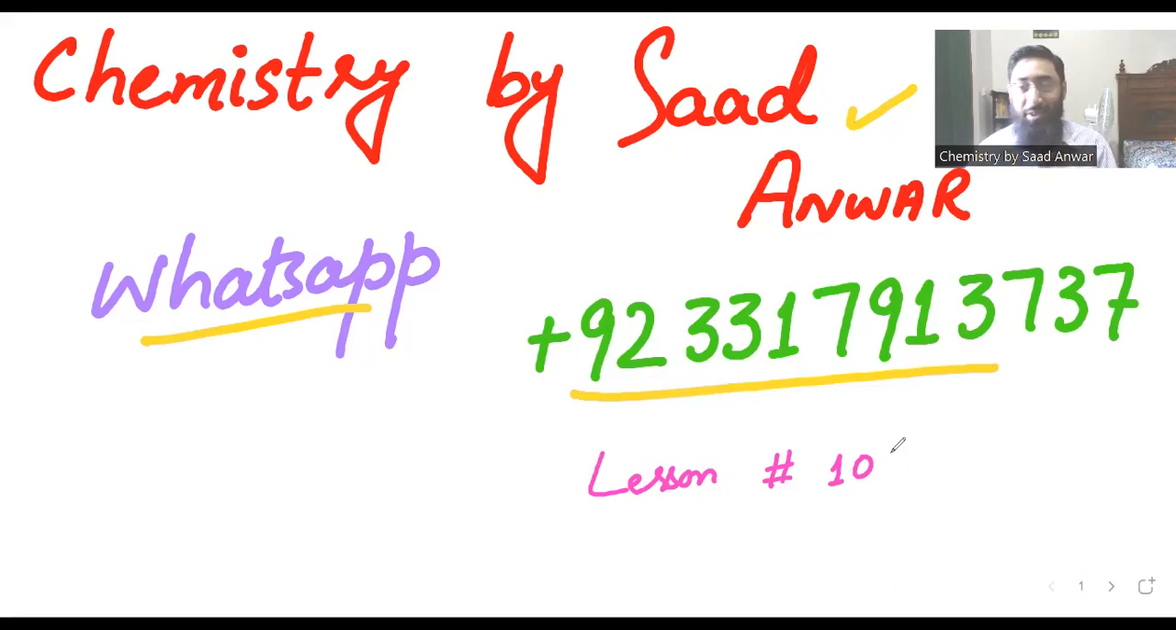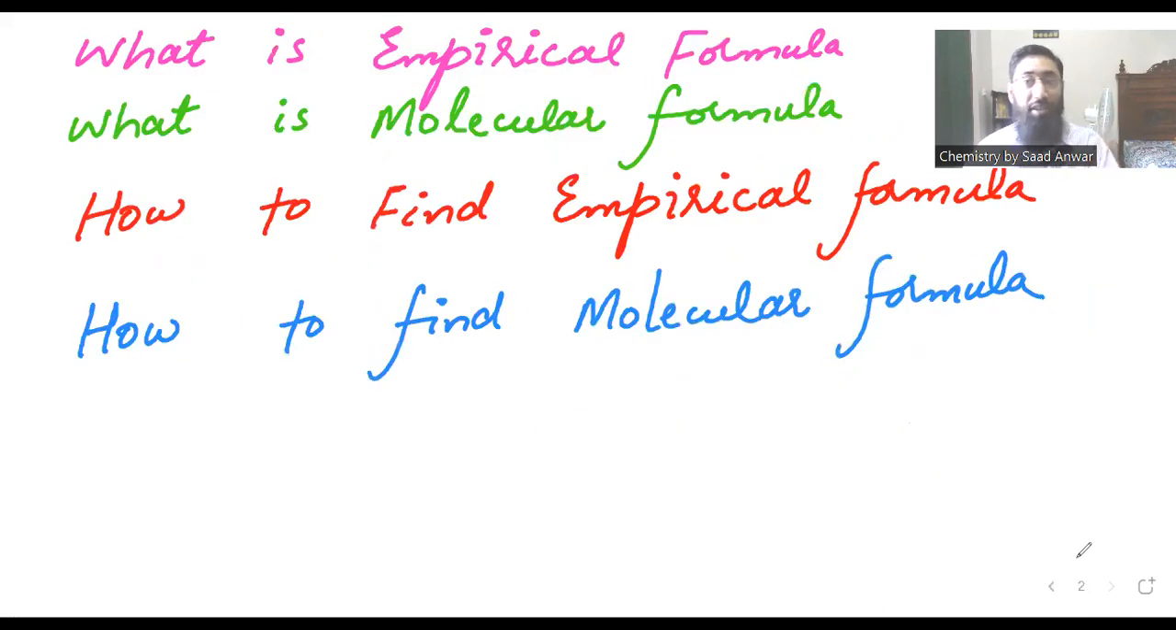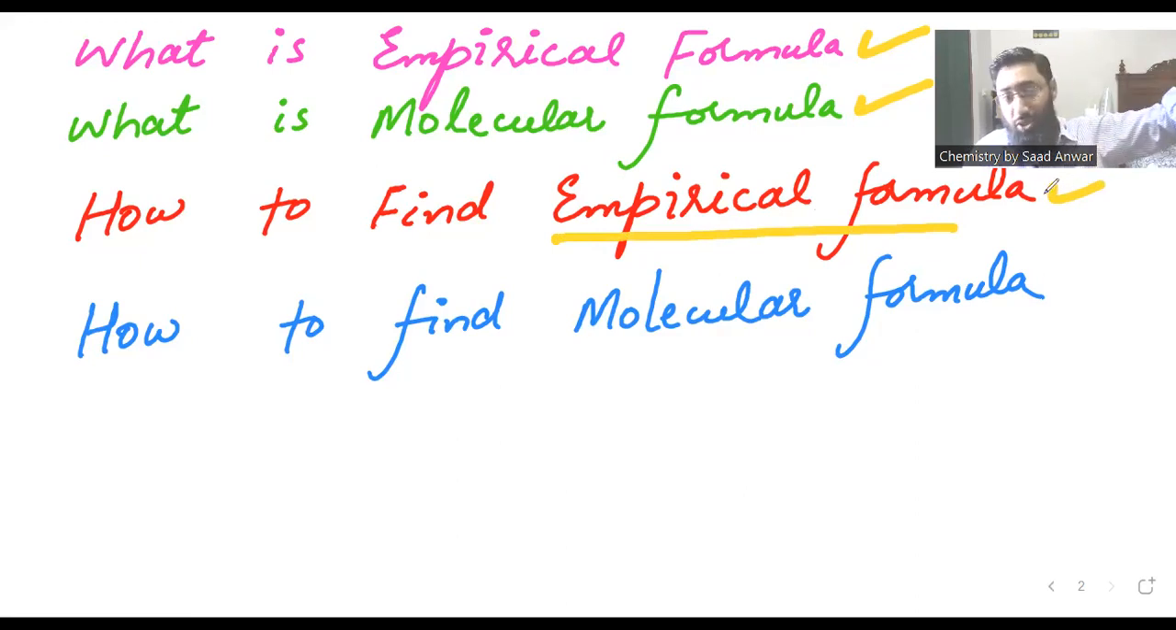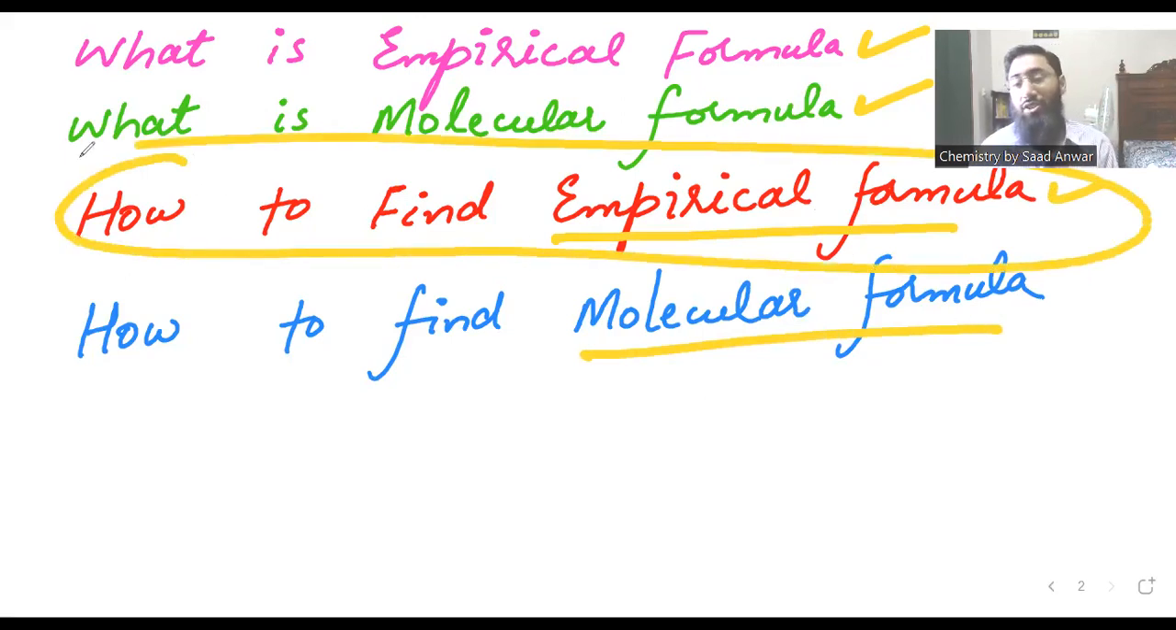Today our topic is lesson number 10. Previously I have uploaded 9 lessons. In lesson number 9, I explained what is empirical formula and what is molecular formula. So I suggest you watch lesson number 9 before watching this lesson number 10. In this lesson, I am going to explain how to find empirical formula by taking different examples and different data. Then in my next video, lesson number 11, I will shortly upload how to find molecular formula. So today our topic is how to find empirical formula. Let's start this topic, guys.